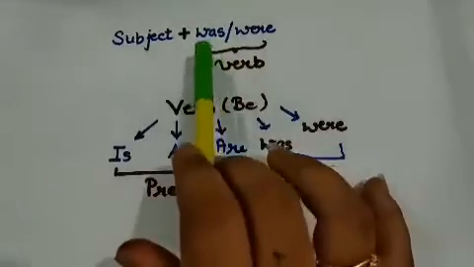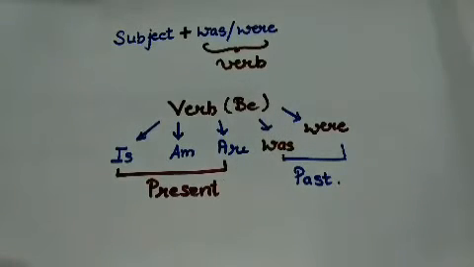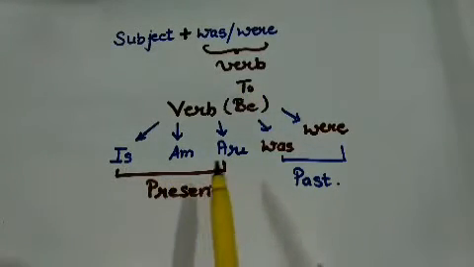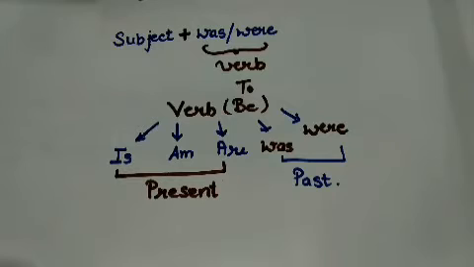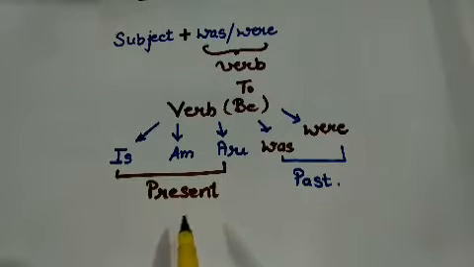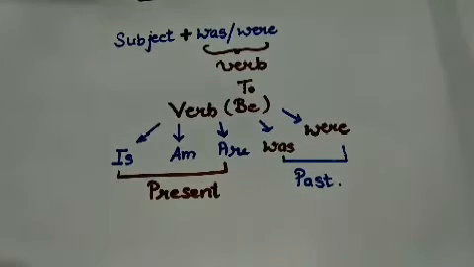So let's start. See, we use was and were as verb. Sometimes they are used as helping verbs and sometimes they are used as main verbs also. They are the form of verb to be. Now, be has several forms. It's to be actually, like is, am, and are. We have already done a video on is, am, are, and we use is, am, are in the case of present tense, but we use was and were in case of past tense.